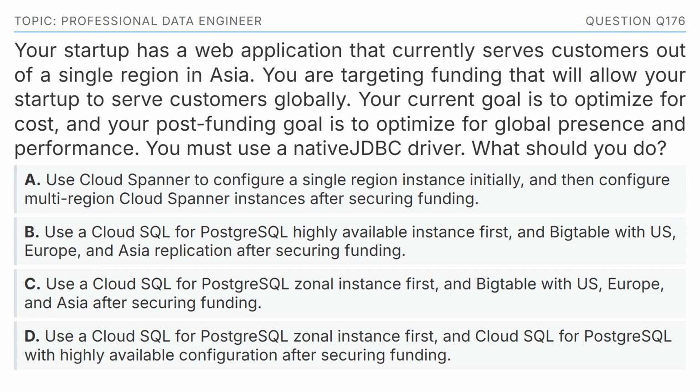What should you do? The options are: Option A, use Cloud Spanner to configure a single region instance initially, and then configure multi-region Cloud Spanner instances after securing funding. Option B, use a Cloud SQL for PostgreSQL highly available instance first, and Bigtable with US, Europe, and Asia replication after securing funding. Option C, use a Cloud SQL for PostgreSQL zonal instance first, and Bigtable with US, Europe, and Asia after securing funding. Option D, use a Cloud SQL for PostgreSQL zonal instance first, and Cloud SQL for PostgreSQL with highly available configuration after securing funding.